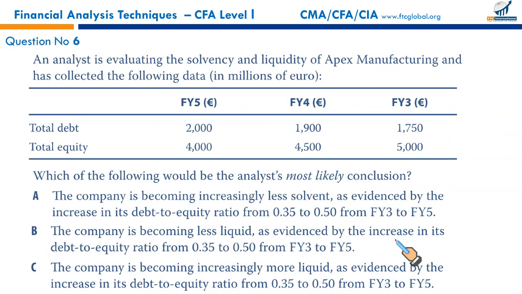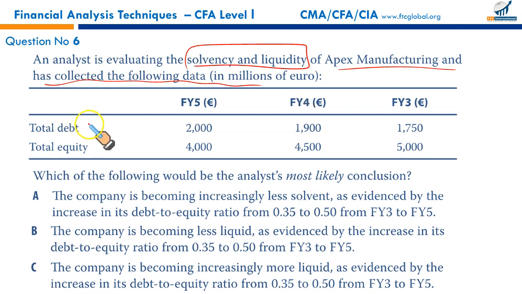Next. An analyst is evaluating the solvency and liquidity of Apex Manufacturing and has collected the following data in millions of euros. Okay. Solvency and liquidity. We have been given total debt and total equity. Which of the following would be the analyst's most likely conclusion? Just debt and equity. What is the first conclusion? The company is becoming increasingly less solvent as evidenced by an increase in its debt to equity.